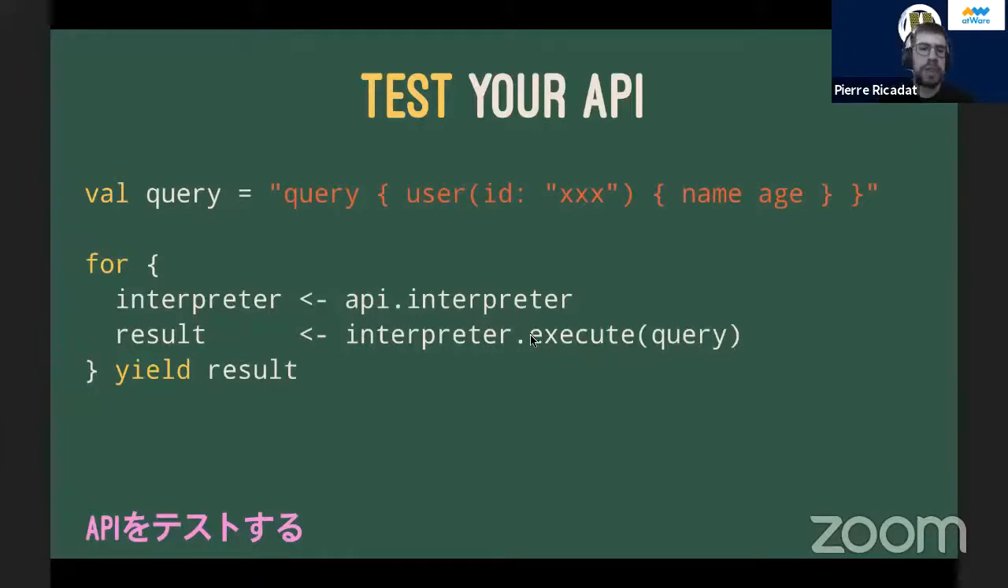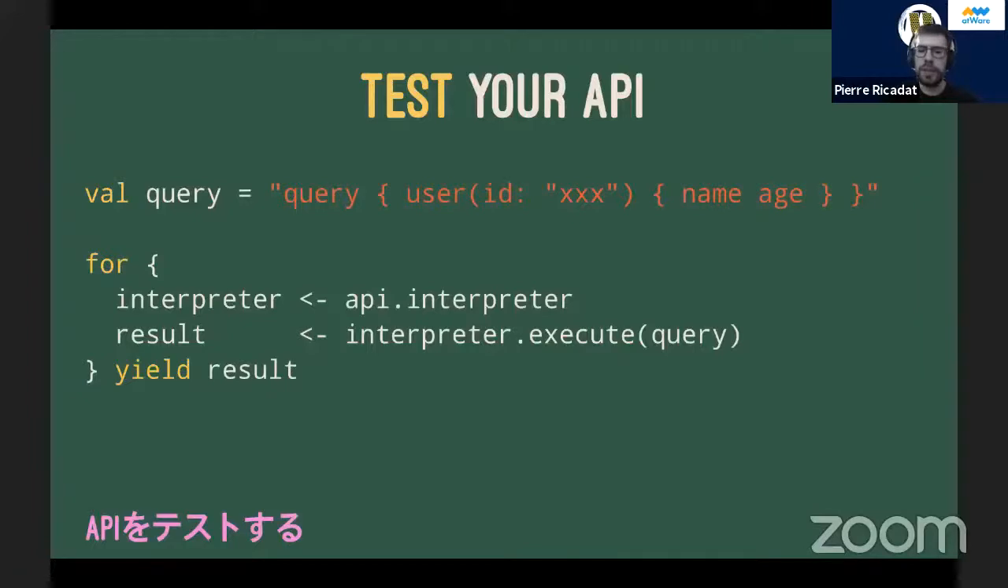You can simply use execute on the interpreter. You pass the query string, and you get a result. And execute will take care of parsing the query, finding what fields were requested, calling the resolver for each field that was requested recursively, and then converting the result into the GraphQL response format.